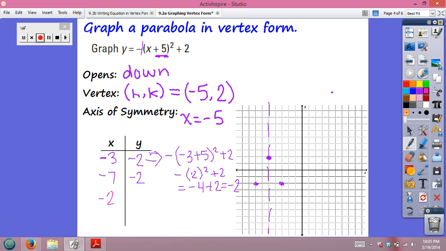So if we plug negative 2 into the equation, we're going to get negative 2 plus 5 squared plus 2. Simplifying, we get negative times 3 squared plus 2. So we're going to get negative 9 plus 2, which equals negative 7. So we have negative 2, negative 7 for our next point. And if we mirror that over the axis of symmetry, we're going to get negative 8, negative 7.